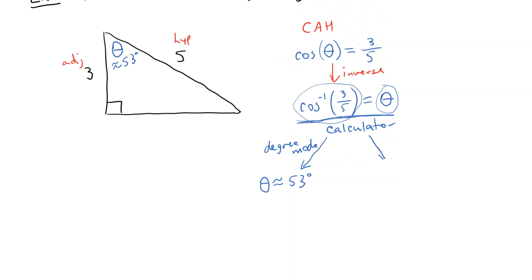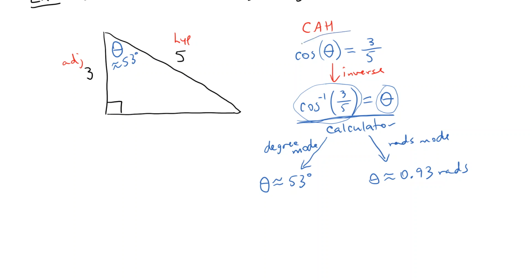If you're in radians mode, your calculator will give you approximately 0.93. And if you're in radians mode, you know that that's a radians answer. Those two angle measures are equivalent or very close because we rounded, okay? So theta is 53 degrees. Let's stick with that. So that's how you use an inverse trig function.